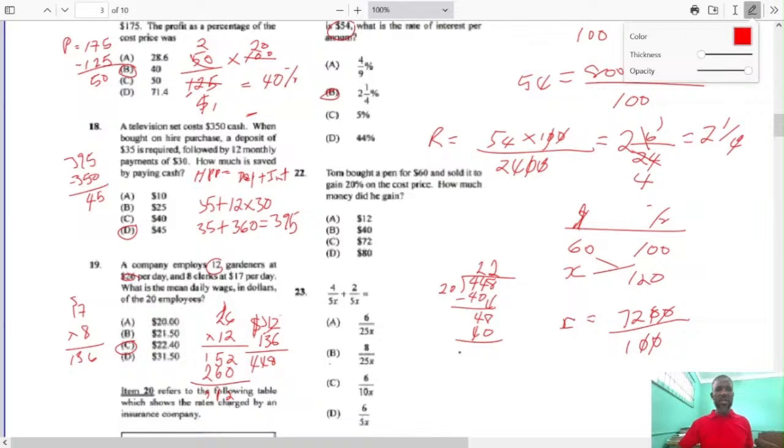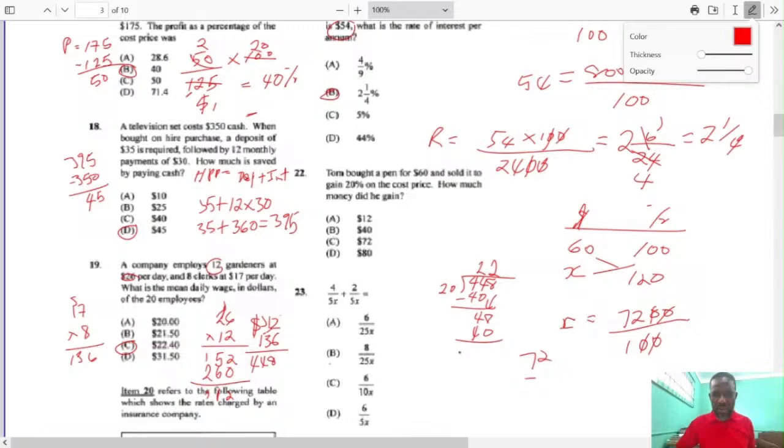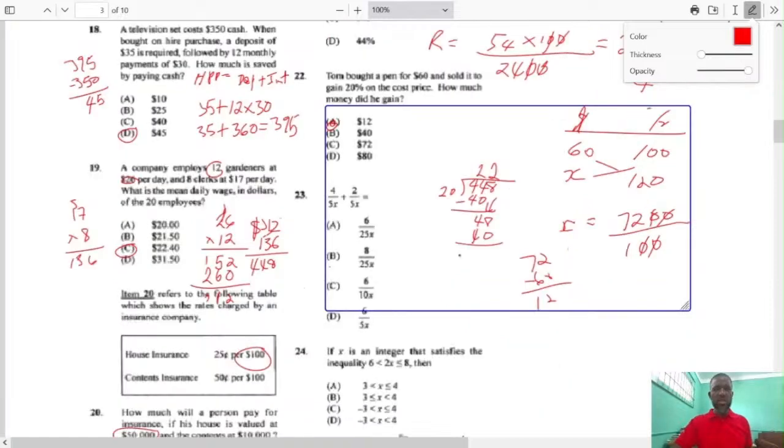But the question asks how much money did he gain? So therefore we're going to say 72 minus 60, and that will give us 12. So the answer for that is 12. Okay, moving on to this question.